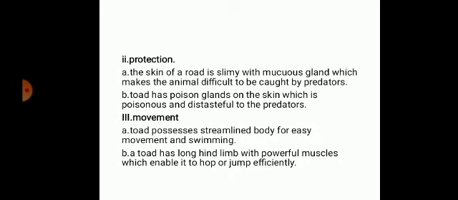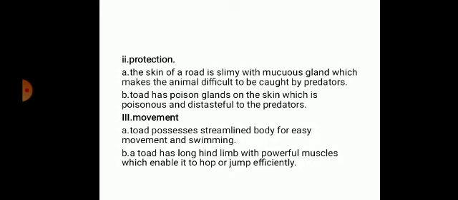How does it adapt to movement? Movement. The toad possesses a streamlined body for easy movement and swimming. The toad can also live even in the aquatic habitat. So that streamlined body helps it to move.